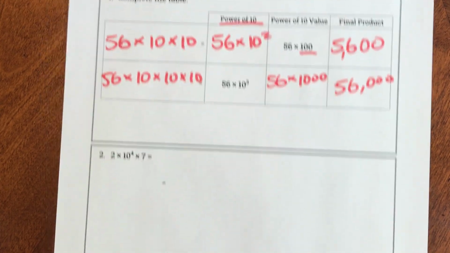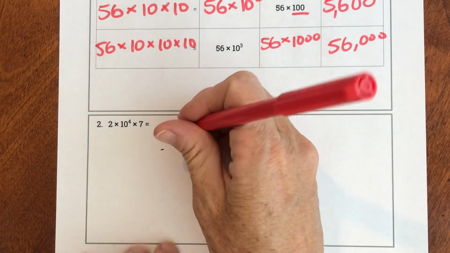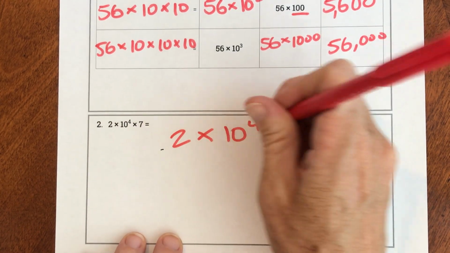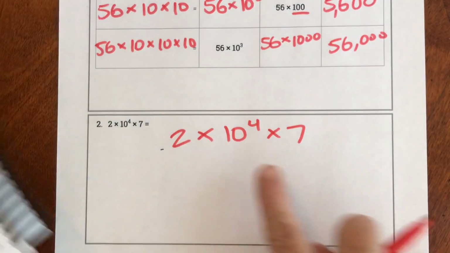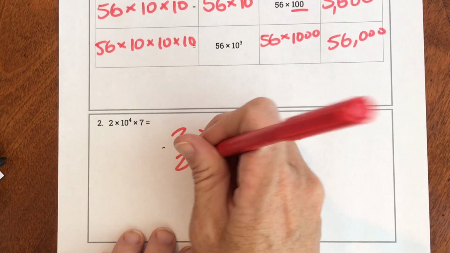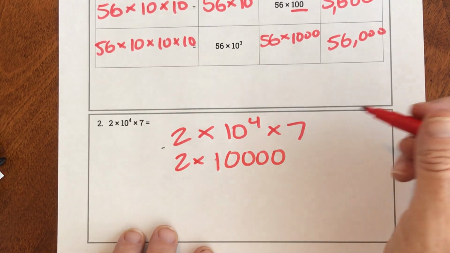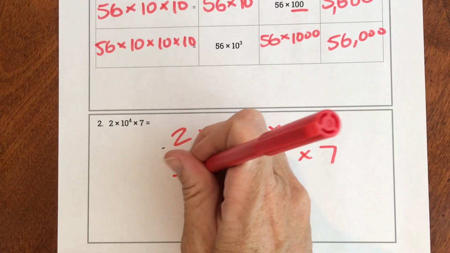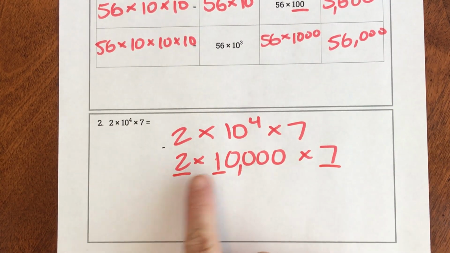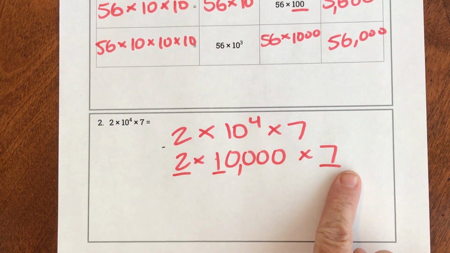Okay, let's do one more with me before we do some together. Again, I always like to rewrite because they give it to me way too small. My first step says decompose the exponent. I want to get rid of this exponent. So what is 10 exponent 4? It means 1, 2, 3, 4 zeros, which is 10,000. Okay, step 2, multiply non-zeros. So what are my non-zeros? 2, 1, 7. So 2 times 1 is 2, times 7 is 14.